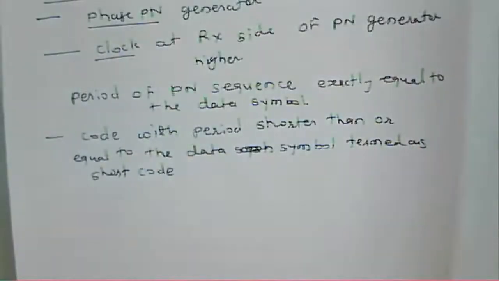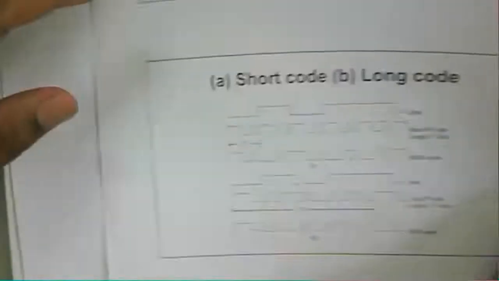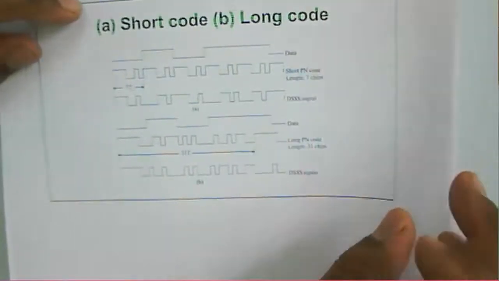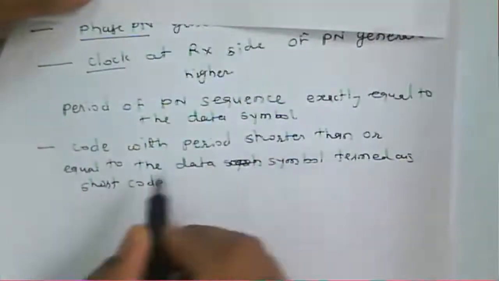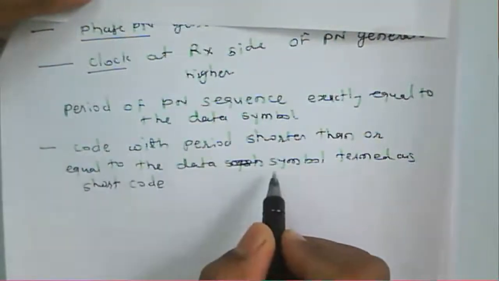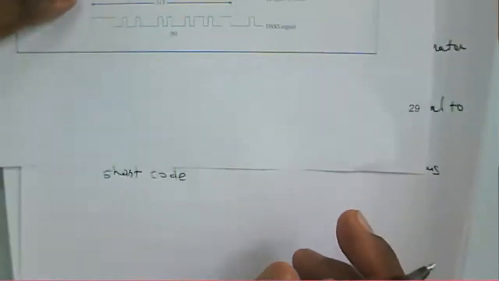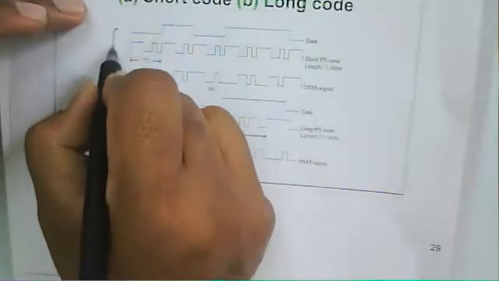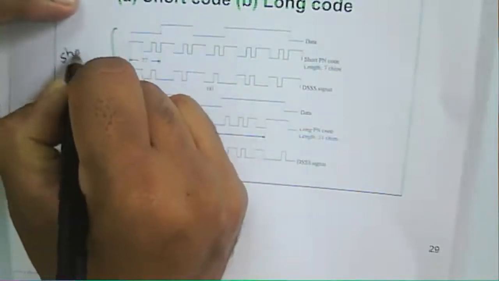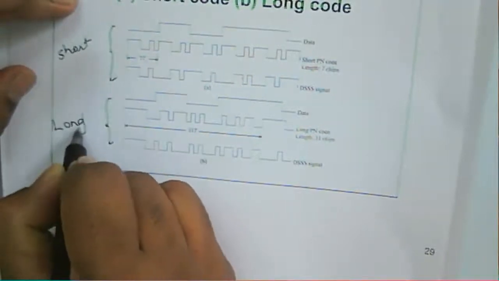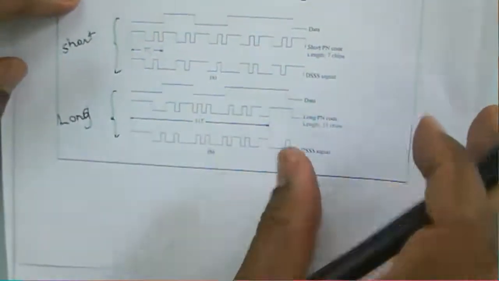But in the case of codes, we have short codes and long codes. Now we can consider that a code with a period shorter than or equal to the data symbol will be termed a short code. So this is about a short code, and these are about the long code here.